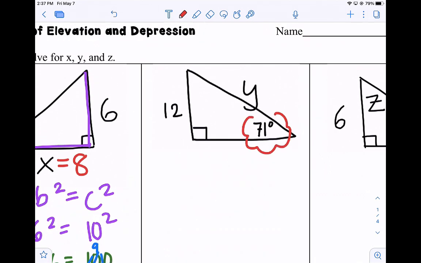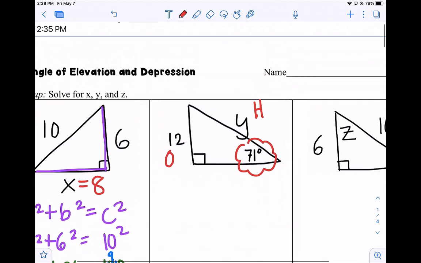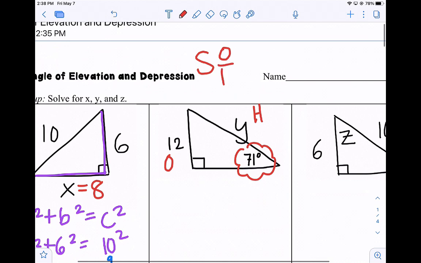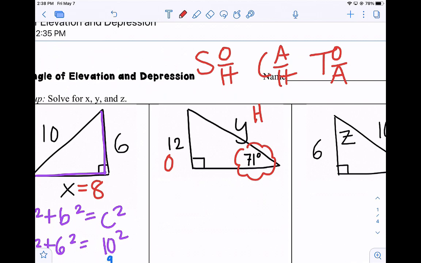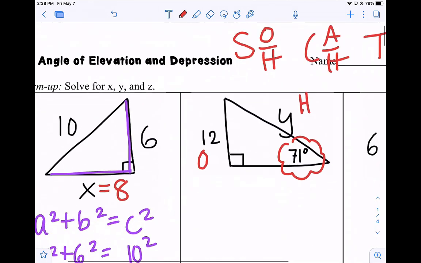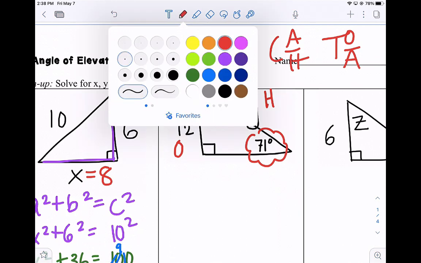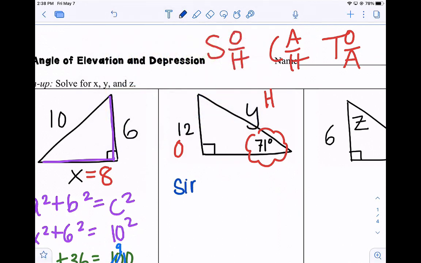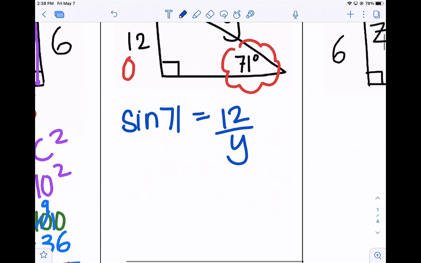To use trig, we will select our reference angle. Here it's 71. And y is the hypotenuse, the longest side, and 12 is opposite of 71. If you remember the acronym SOHCAHTOA, we look for the ratio that has opposite and hypotenuse, and that would be sine. So to write this up, we say sine of our angle, 71, equals the opposite over the hypotenuse, which is y. So there's our ratio.